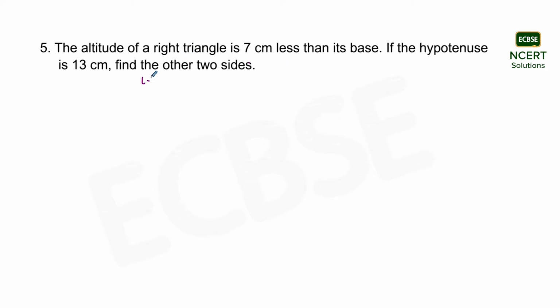So in order to solve this, let the base be m centimeter. If we have assumed the base to be m centimeter, then definitely the altitude will be m minus 7. Why? Because it's been given in the question itself that the altitude of a right triangle is 7 centimeter less than its base. So the altitude is m minus 7 centimeter. And it's also been given that the hypotenuse is 13 centimeter.